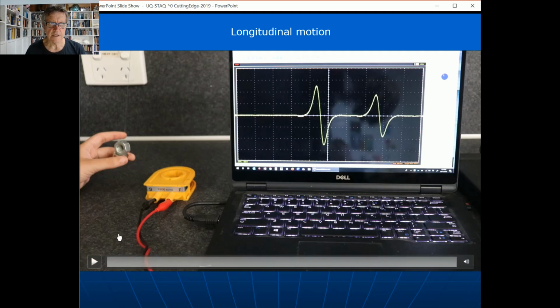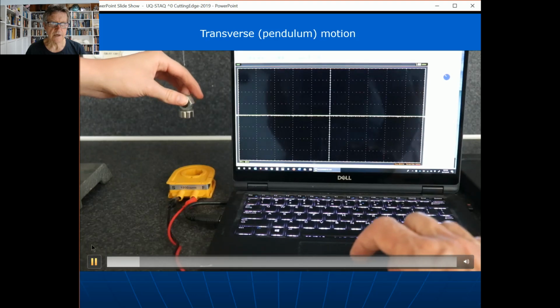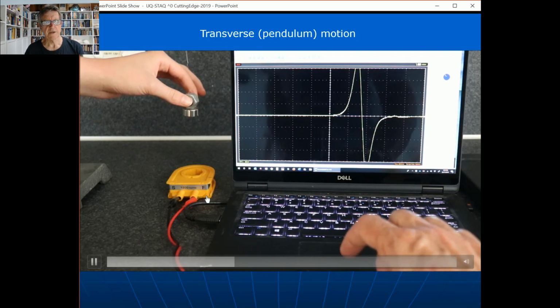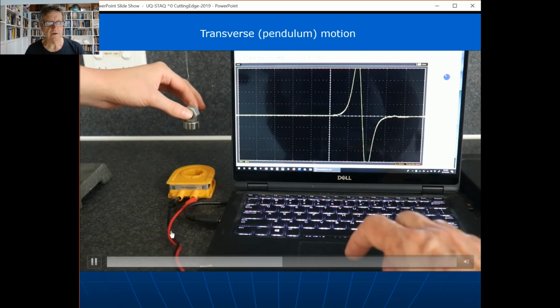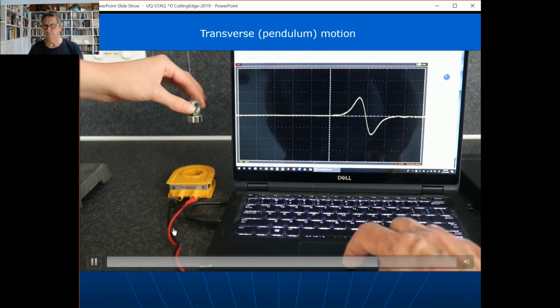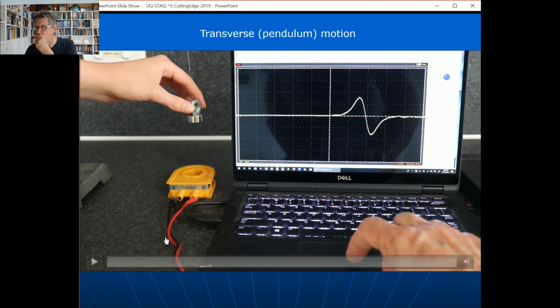Okay, so that's a neat little one. This is one going just up and down. Right, one oscillation. You see there's just the one peak, max and min peak. Look, I'll get it to do it again. And you can see it's just a bit smaller. Okay, let's move on.